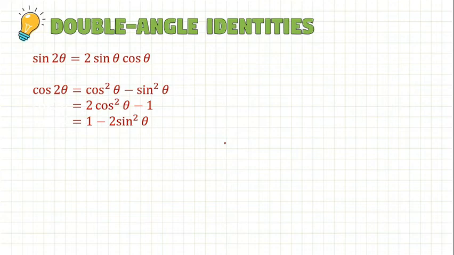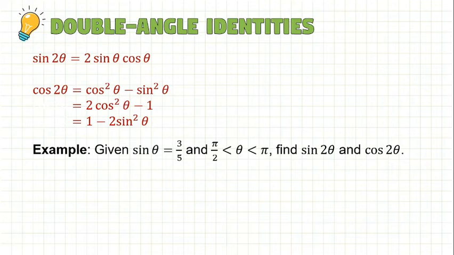Now, let's try to apply the following formulas here in solving the given problem. So, we have given sine theta is equal to 3 over 5, and theta is between pi over 2 and pi. Find sine 2 theta and cosine 2 theta. So, here, since the angle theta is between pi over 2 and pi, the angle theta is located at quadrant 2, right? So, therefore, our sine is positive and our cosine is negative, right?